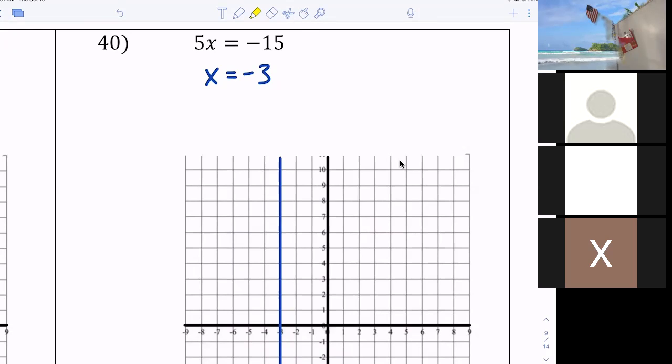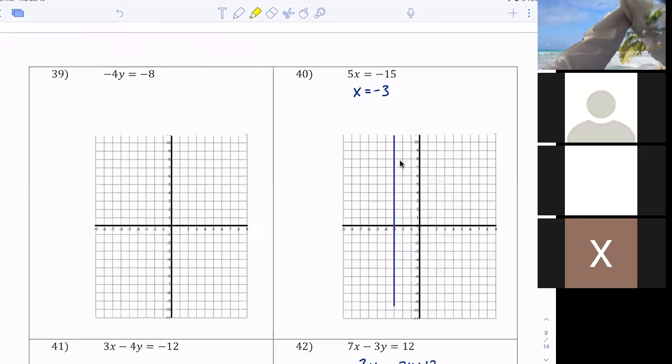So if it's just for 39 with horizontal, let's look and see what we did yesterday. It's just y. Okay, we didn't do this one yesterday. Right, so y equals 2. Do you agree with me on that? So that would be a horizontal line at y equals 2.